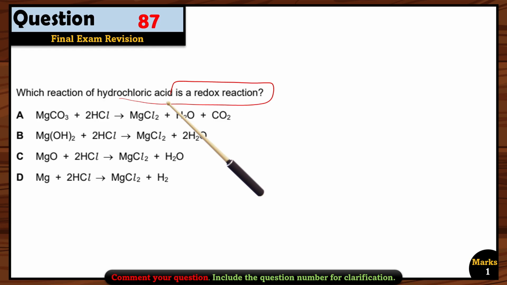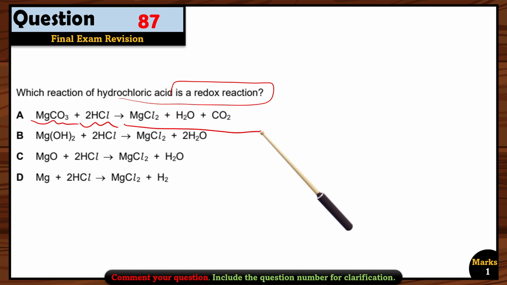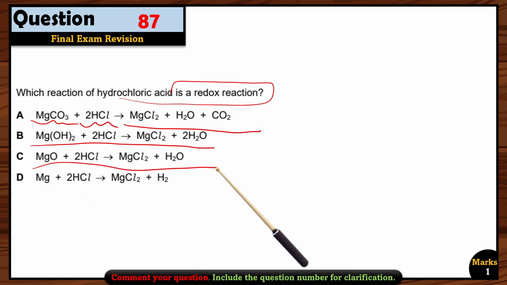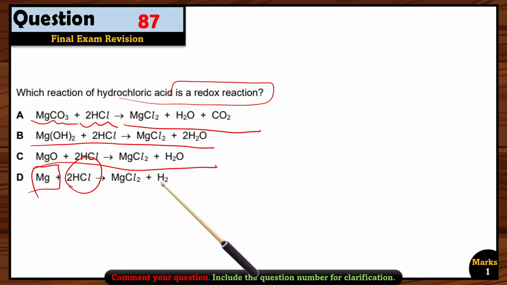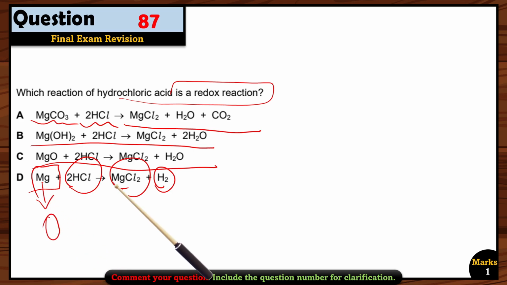If you can find any element, this is a compound, this is also a compound, and here the products are also compounds, right? Again, compound, but here you can find an element and then you can find a compound. Here again an element, a compound. So if you see, the oxidation state of magnesium is 0 here, but what is it now? It's +2. So it has been changed, right? So oxidation is taking place here.